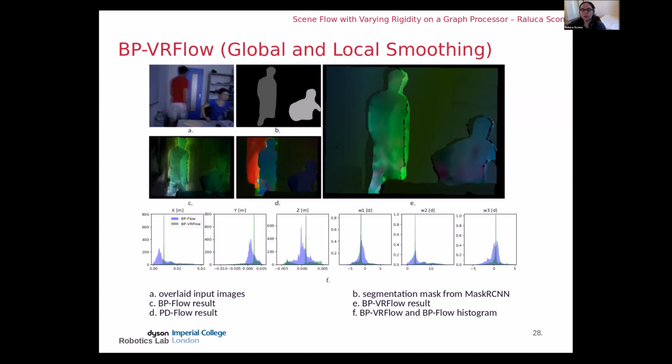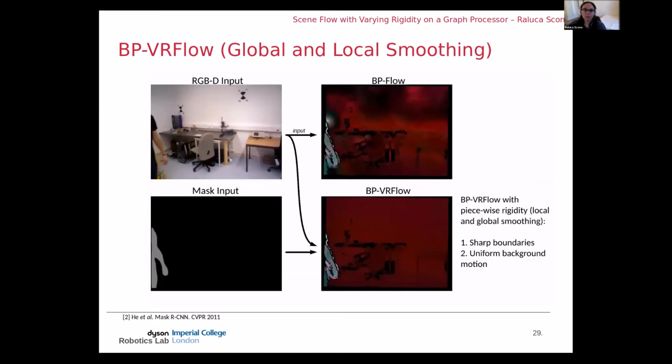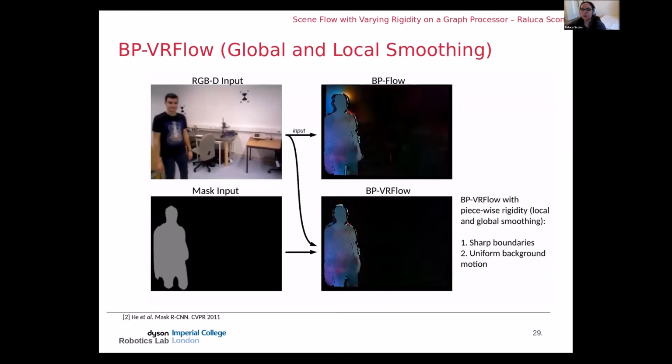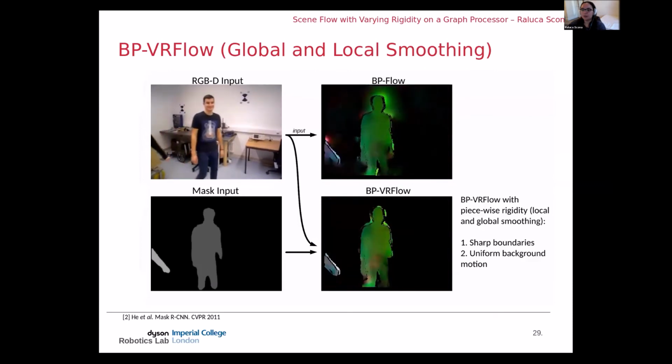We show again the distribution of the flow field from Bpflow and Bpflow respectively. For Bpflow, the histogram again is quite broad, while the Bpflow field shows a strong peak, which corresponds to the camera motion, and the remaining broad distribution corresponds to the motion of the two people. So this is a qualitative comparison of Bpflow and Bpflow.